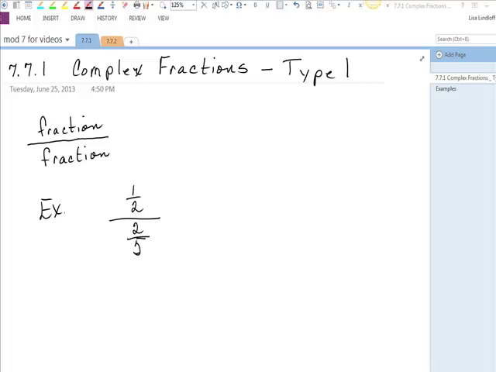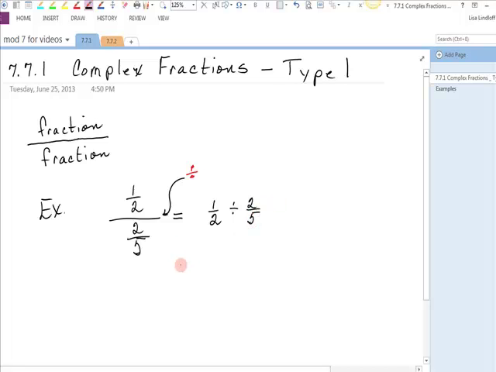Now, to simplify a complex fraction, we're going to do this using a method that you're really already very familiar with. You're going to remember that a fraction line means to divide. So this really means 1/2, the numerator, divided by 2/5, the denominator. And you know how to divide fractions or divide rational expressions. It is to keep the first fraction, change the operation to multiplication, and invert or flip the second fraction. Sometimes we nickname it keep, change, flip.